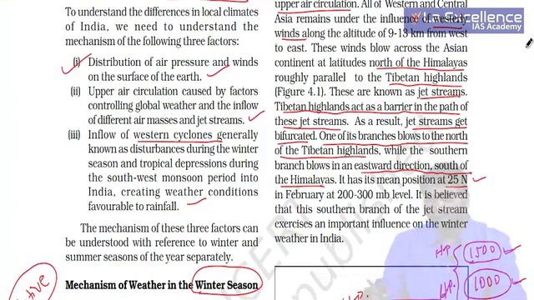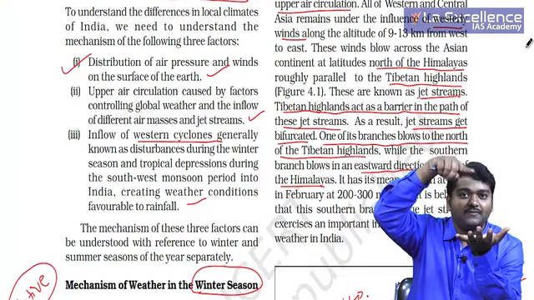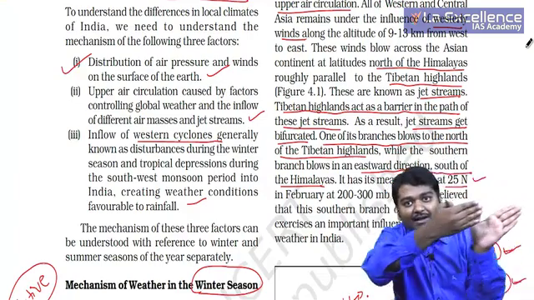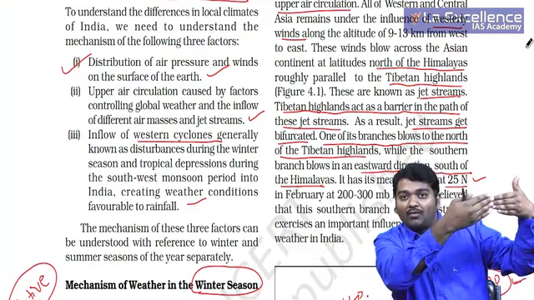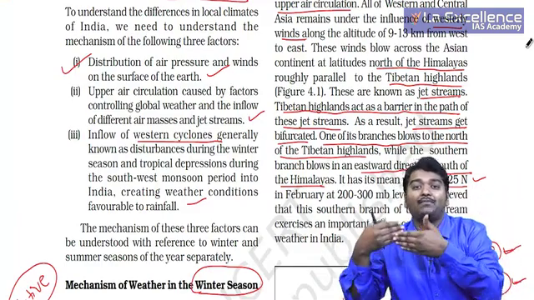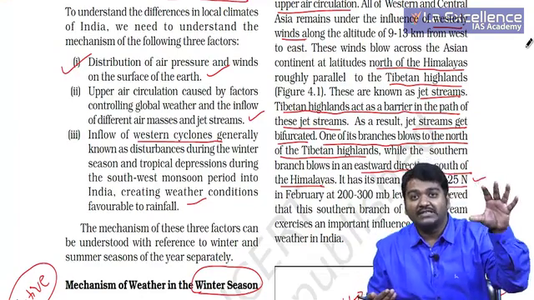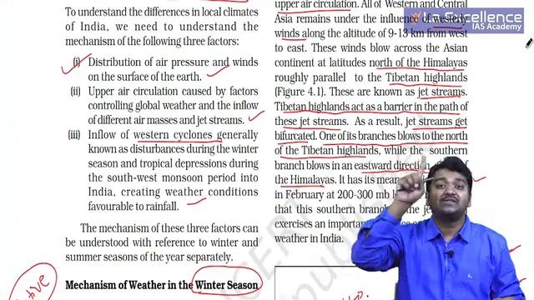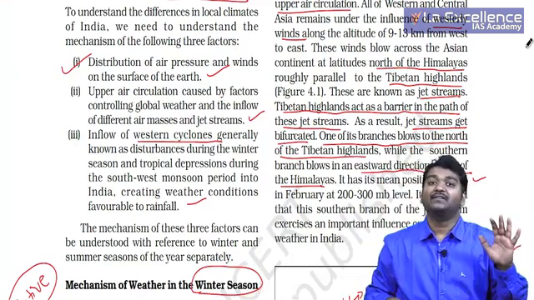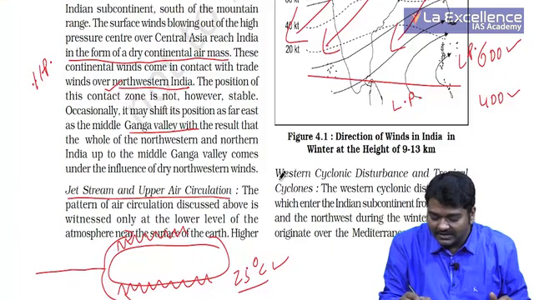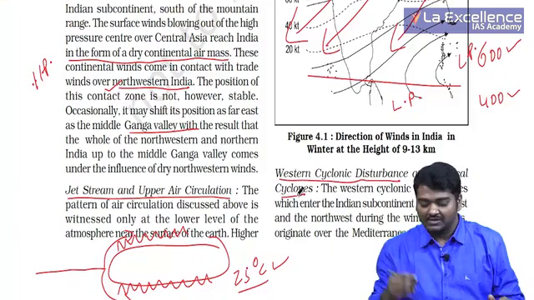And I have told you, along with this, near the Mediterranean, a low pressure area develops. This jet stream, while coming from the Mediterranean, carries moisture and comes and hits the northwestern part. Northwestern India receives rainfall and the Himalayas get snowfall. Westerlies and the westerly jet stream bring this. Then, as I explained, we were talking about western cyclonic disturbances and tropical cyclones.